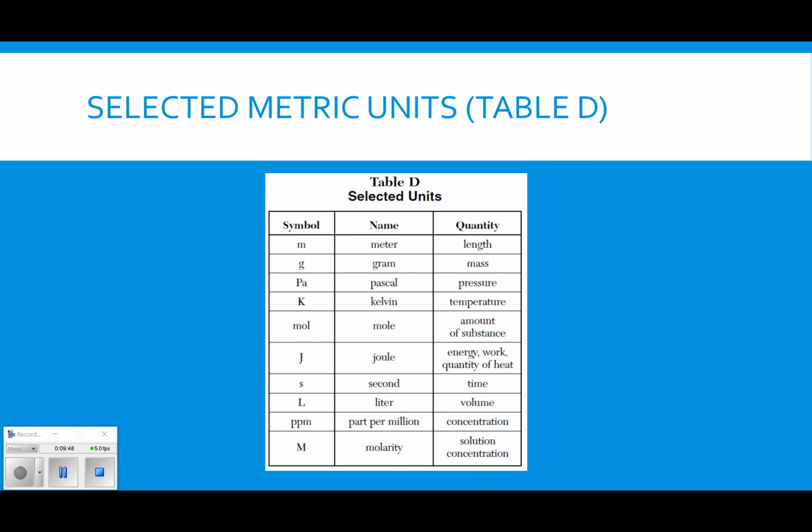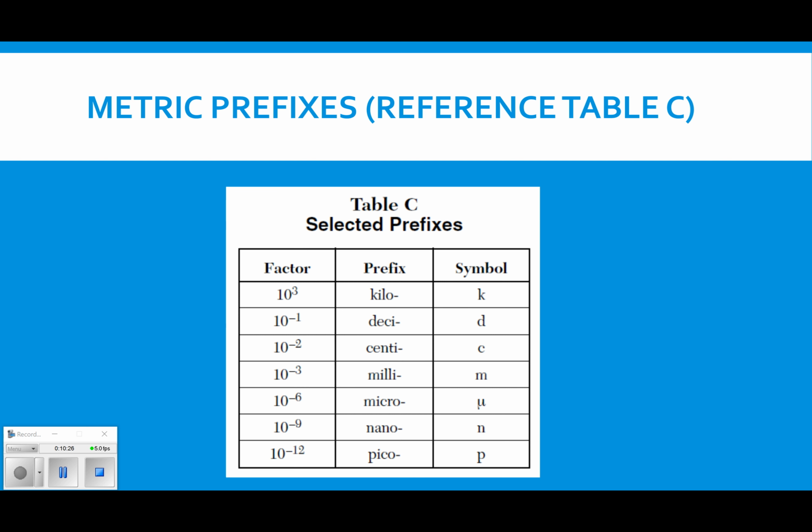Now there's a couple tables we'll look at here from your reference tables. First one's table D. This is on the front page, and if you don't have those, make sure you take those out and take a look at those and start getting familiar with them. There are selected units here for different measurements. We have meters, grams, Pascal, Kelvin, mole. Each of these we're going to use at some point throughout this year. So this is a good spot to reference. It tells you what the quantity is measuring: length, mass, pressure, temperature. This is a good spot to review all of your different units that you might come across. And if you're unsure of one, this is a good spot to review that.